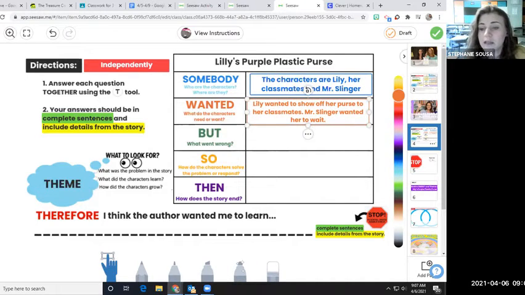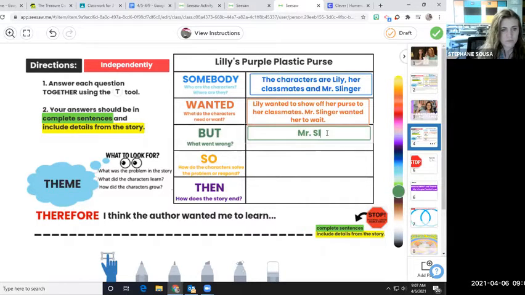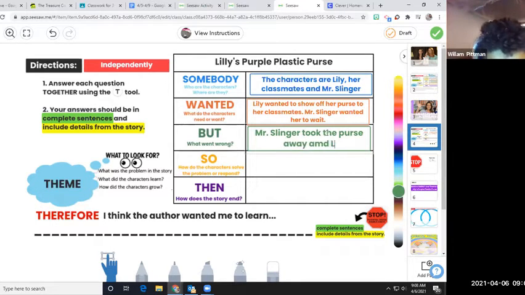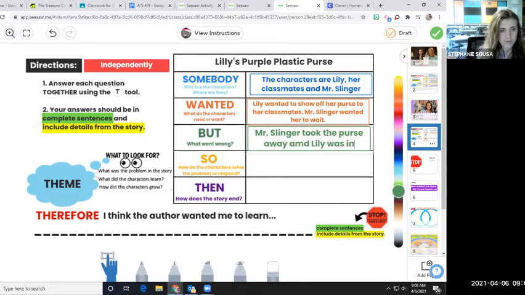Again, we're reviewing. You completed this work yesterday. All right, but what went wrong? What happened to these characters? What went wrong? William, what went wrong? What went wrong is Mr. Slinger took her purse away and she got in trouble. Mr. Slinger took the purse away. And Lily was in trouble. Okay.